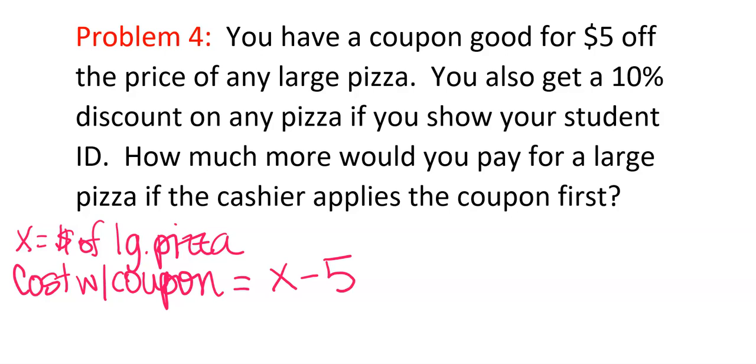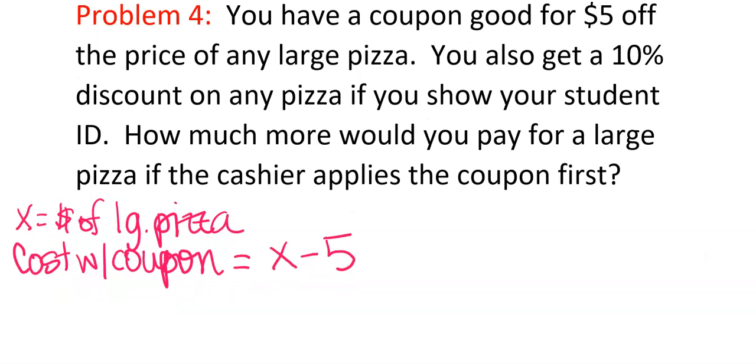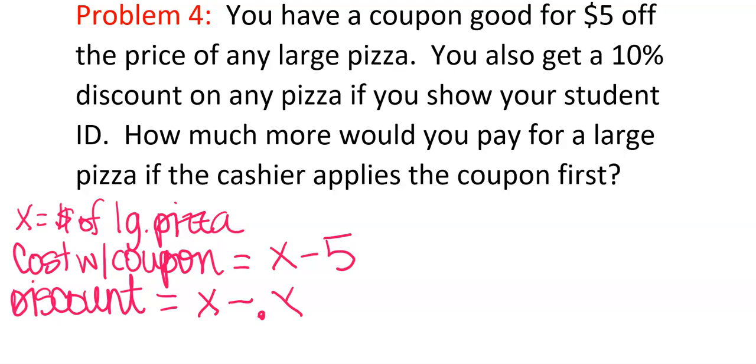Then it says you also get a 10% discount on any pizza if you are a student and show your ID. Okay, so the discount is going to be your pizza times 10%, but then you also have to subtract it. So we're going to say cost of the pizza minus the discount. And that's like a 0.1x. That doesn't look right.